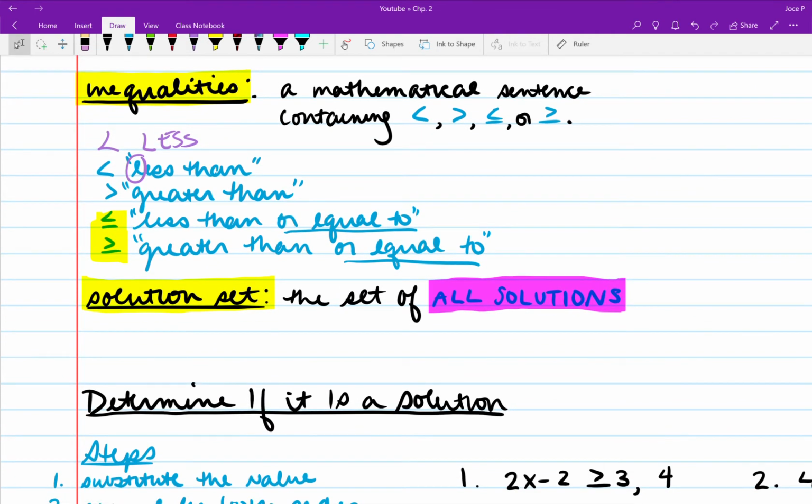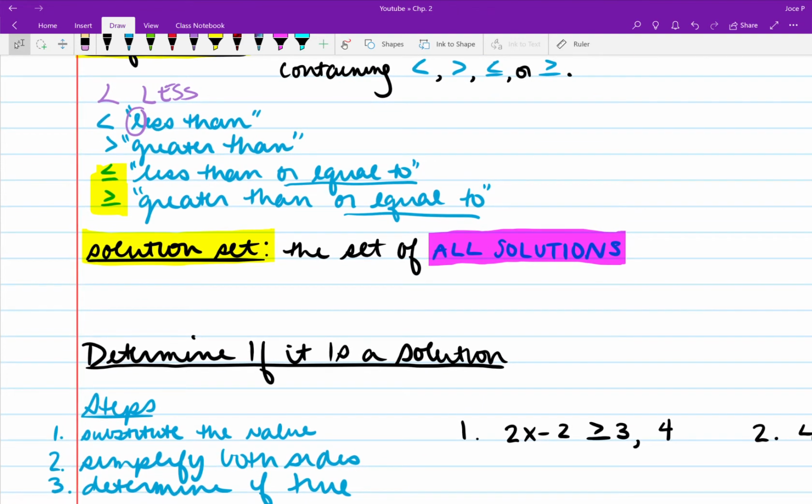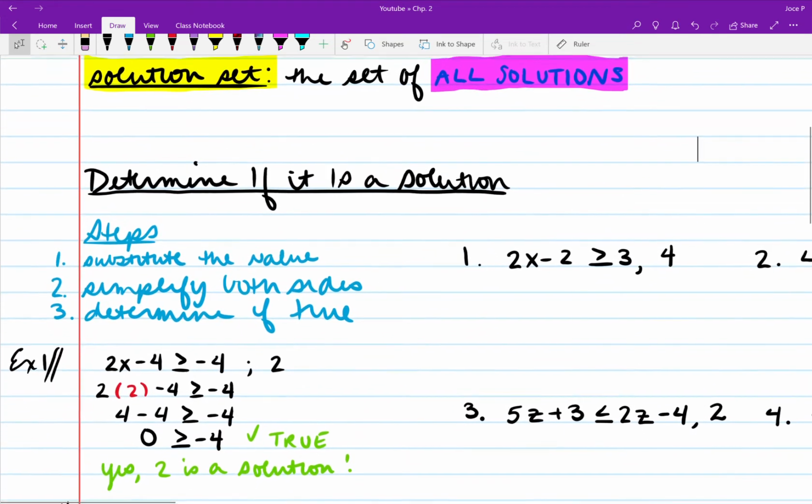Next word we need to know is the solution set. The solution set is the set of all solutions, because when working with inequalities, you're going to have more than one solution. It's not just going to be that x equals 2, or perhaps x equals plus or minus 2 when solving for absolute value, which we'll talk about later. There's going to be a wide range of solutions in a solution set.